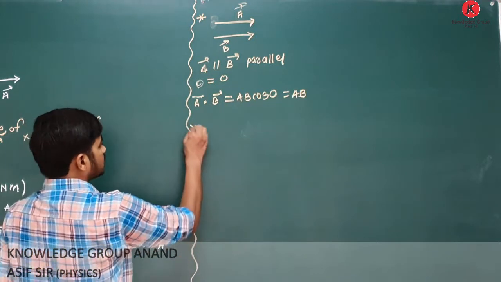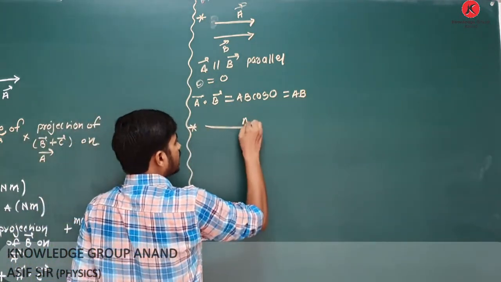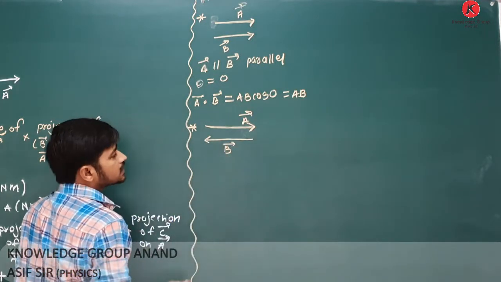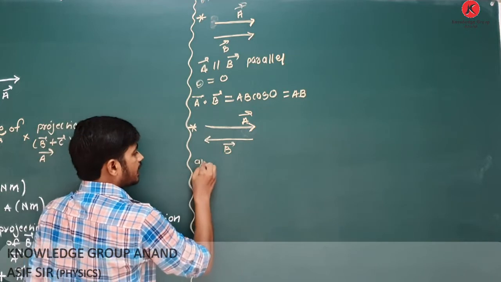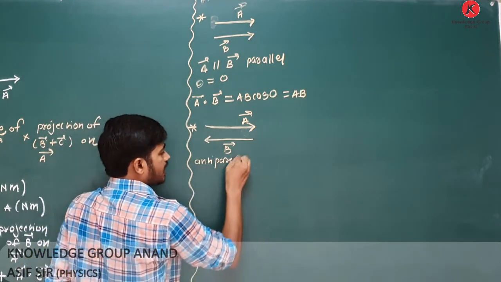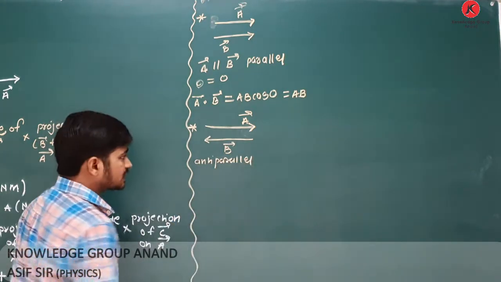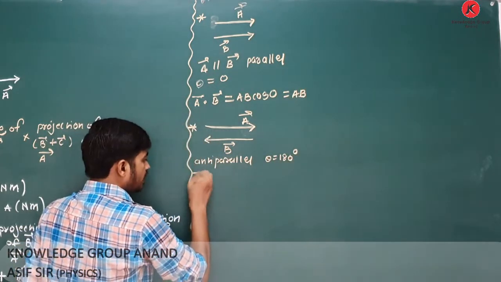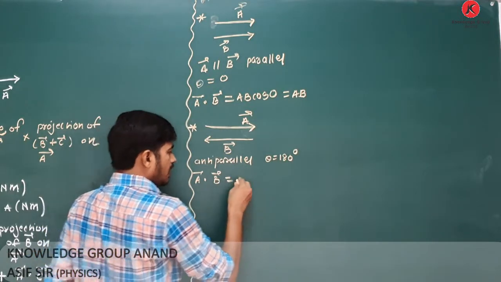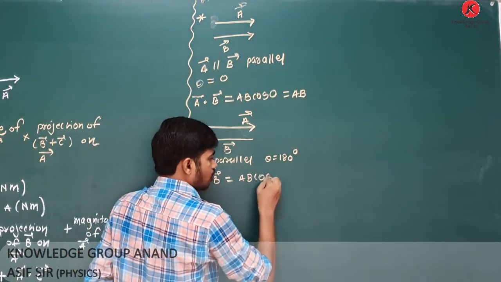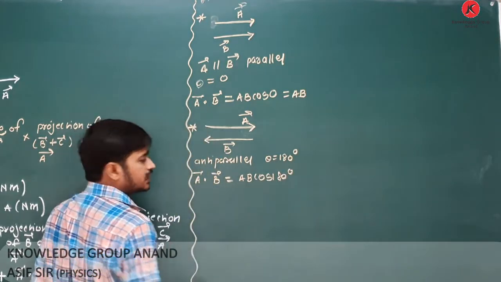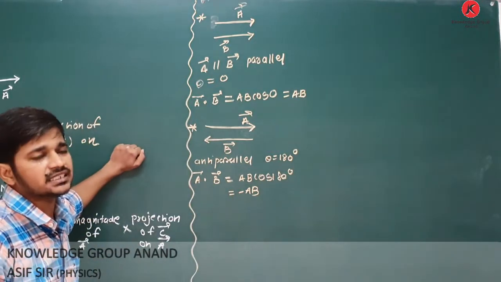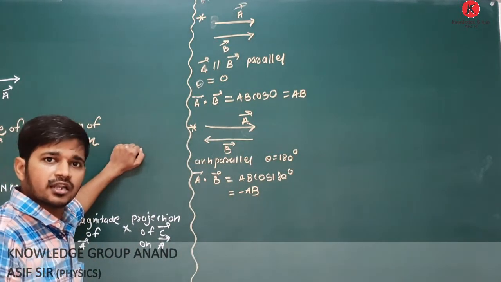Next point. If I have vector A in this direction and vector B in the opposite direction, then A and B are anti-parallel. What is the angle between them? Theta is equal to 180 degrees. So A dot B is equal to AB cos 180 degrees, and cos 180 degrees is minus 1. So it is minus AB. Clear about this?